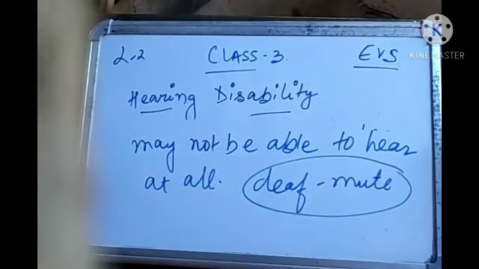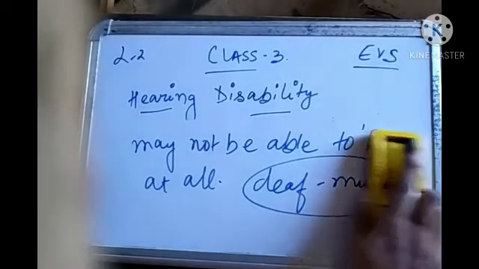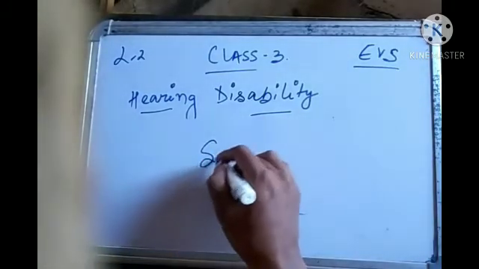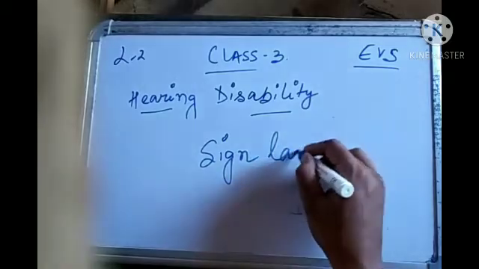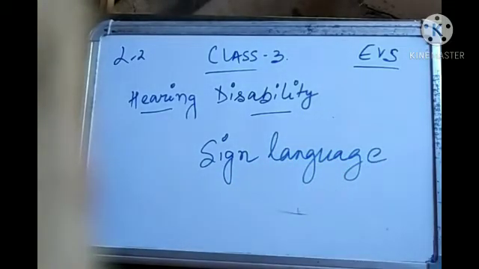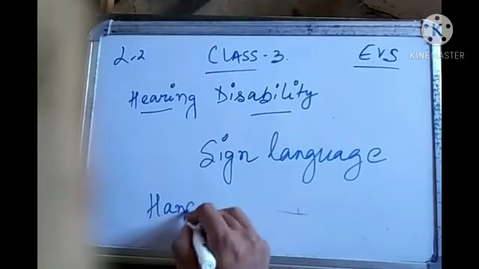So how are they going to communicate? If a person is not able to speak or not able to hear, the question is how they are going to communicate. They are going to communicate by using sign language. So what is sign language? Sign language is a technique that involves hand movement.